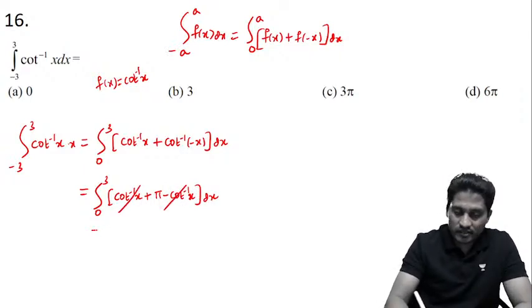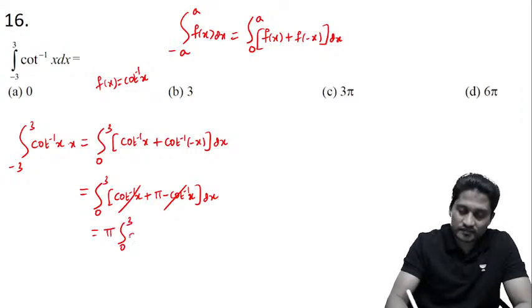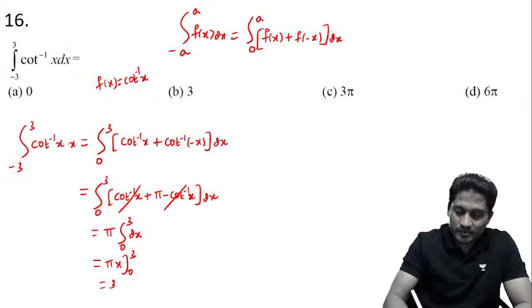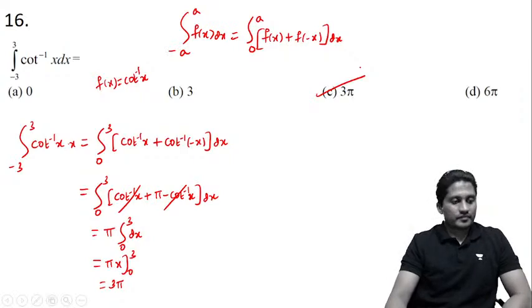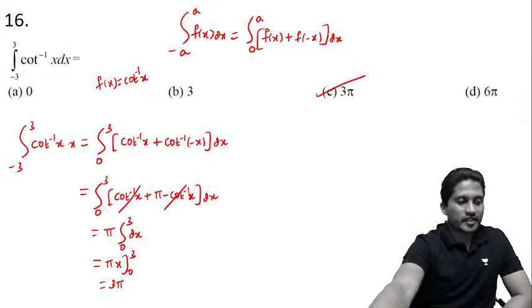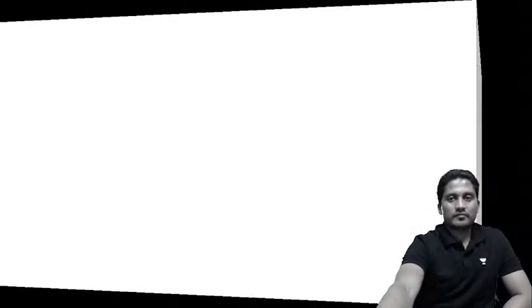Pi is a constant, you take outside, integration of 0 to 3 and then you get this as dx. Okay, now pi times integration of dx is x, this is 0 to 3. Upper limit minus lower limit will be equal to 3 pi. Right, answer will be option C. Let's move to the next question.